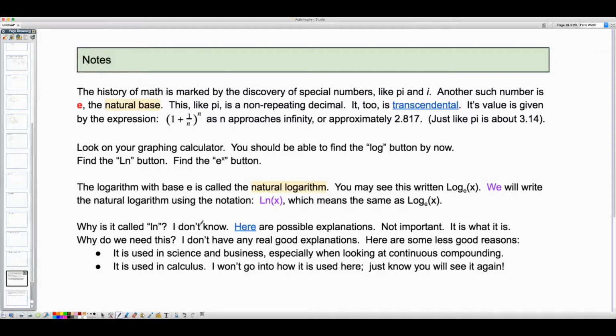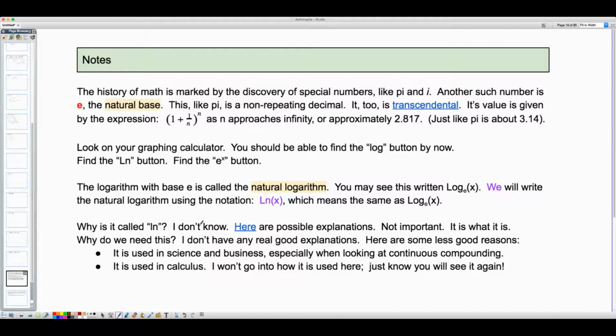If you look on your graphing calculator, you can find the log button. Right below it, you should see the ln button, which is the natural log. You can also find, using the second key, the e button, which is e to the x. Just like on the log button, you'll see 10 to the x power.